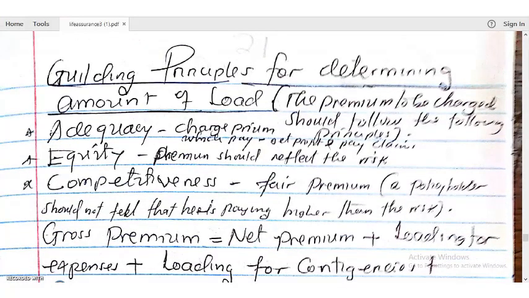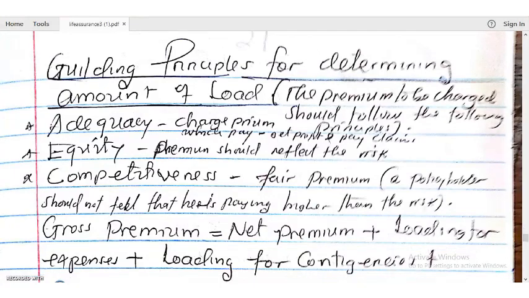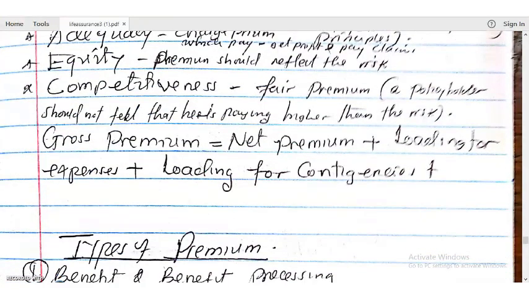Kwamba hiyo premium ni lazima iwe adequate, iwe na uwezo wa premium ambayo mtu anatakiwa atoe, iwe ni premium ambayo ina uwezo wa kukava tatizo, lakini hiyo inaleta faida kwa insurance company. Nyingine ni equity, maana ile premium hiyo ina reflect the risk. Nyingine ni competitive, kwamba ile premium hiyo competitive with the market, kwamba kwenye market kuna makampuni mengi. Sasa ile premium unaweka sio ndogo kiasi kwamba wateja wote wakaja kwako, maana utashindwa kubeba. Sio kubwa kupita kiasi kwamba wateja wote wakakimbia wewe. Hiyo ndio maana ya hiyo issue hapa.